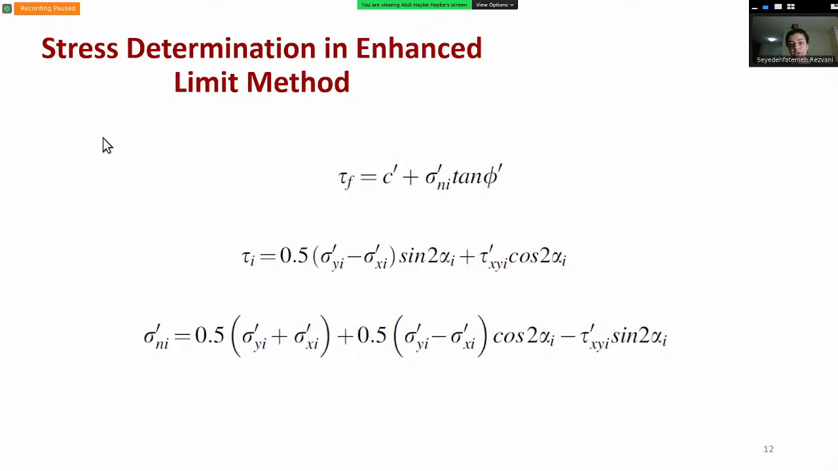And as I said before, using finite element analysis, we calculate the stresses at each specific point and then find the applied normal and shear stresses and also the soil strength at each point, and then employ this information to calculate the factor of safety for the whole body.